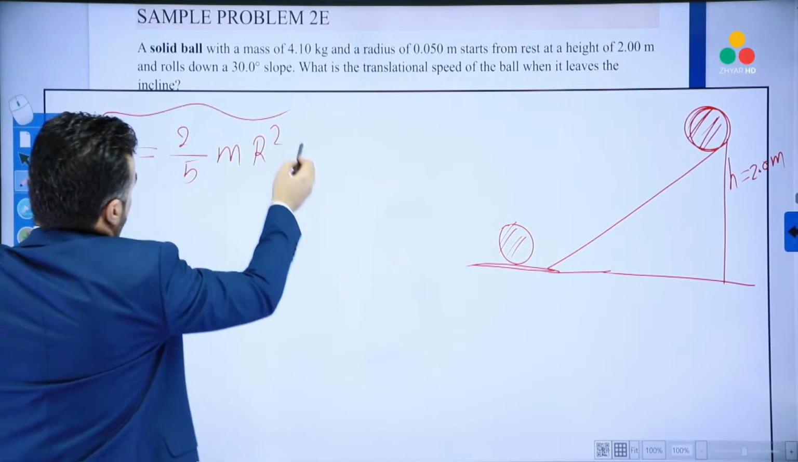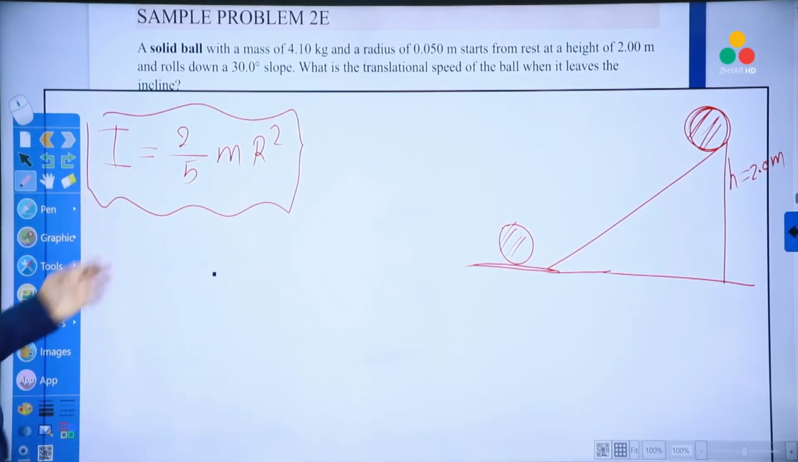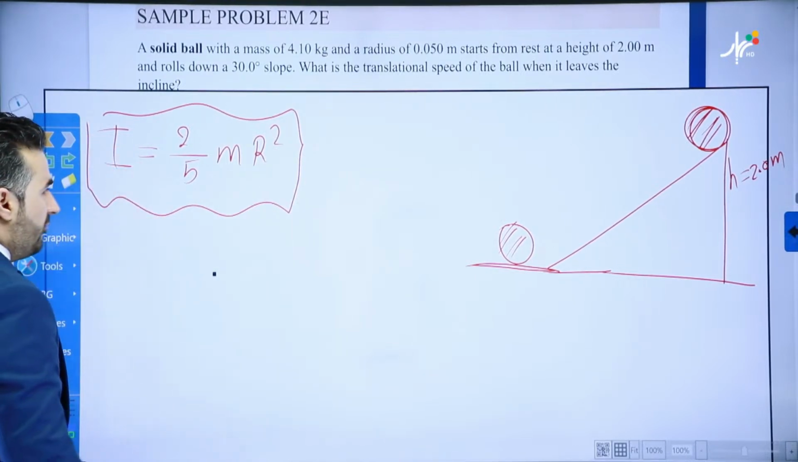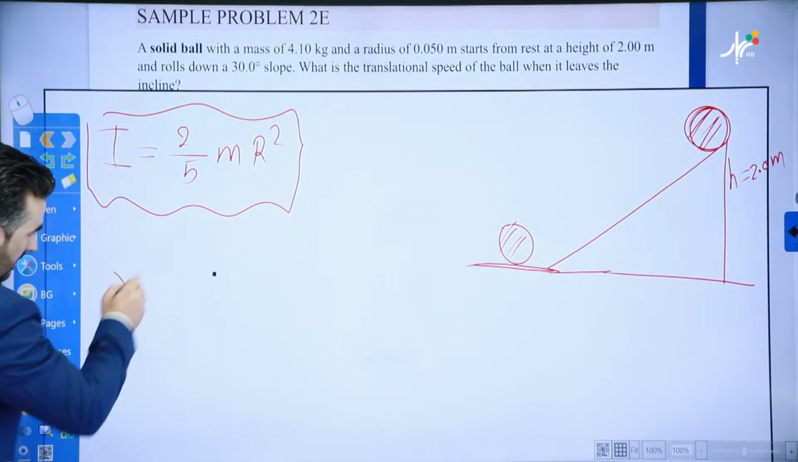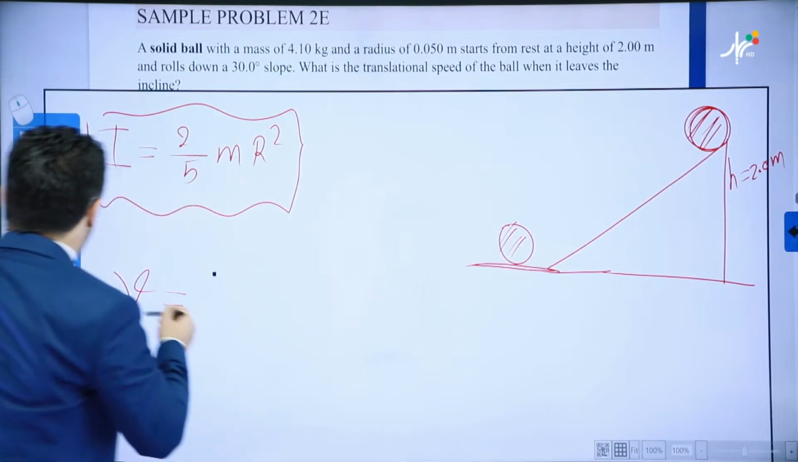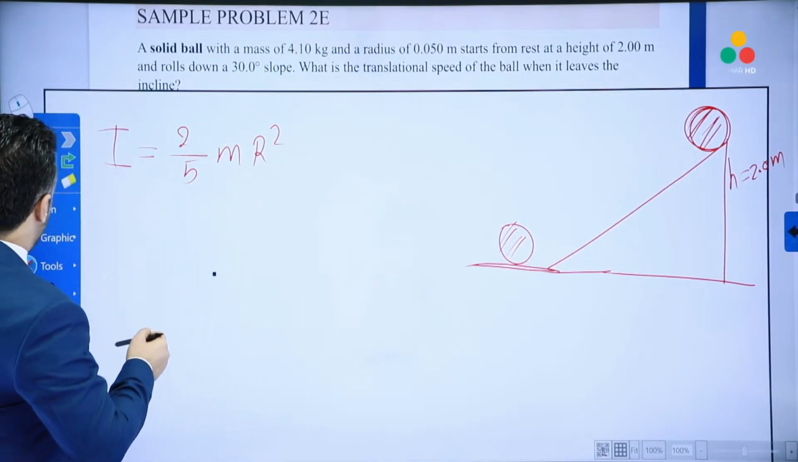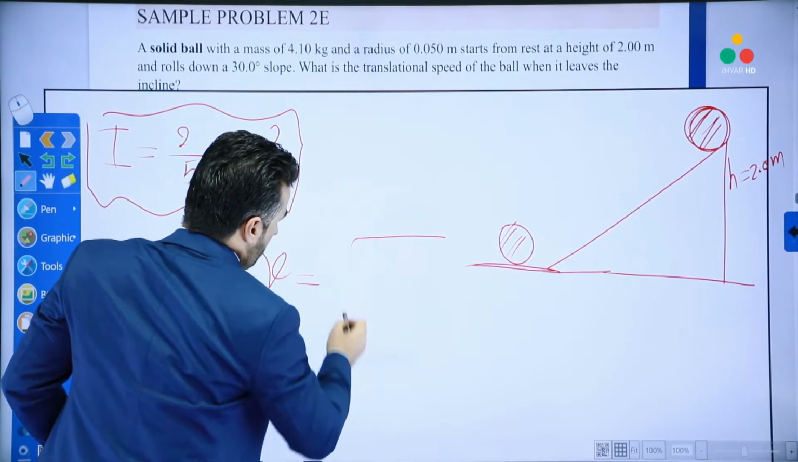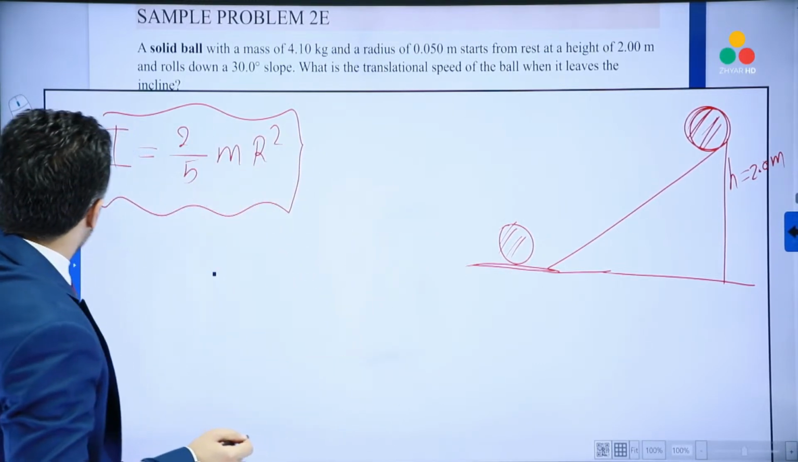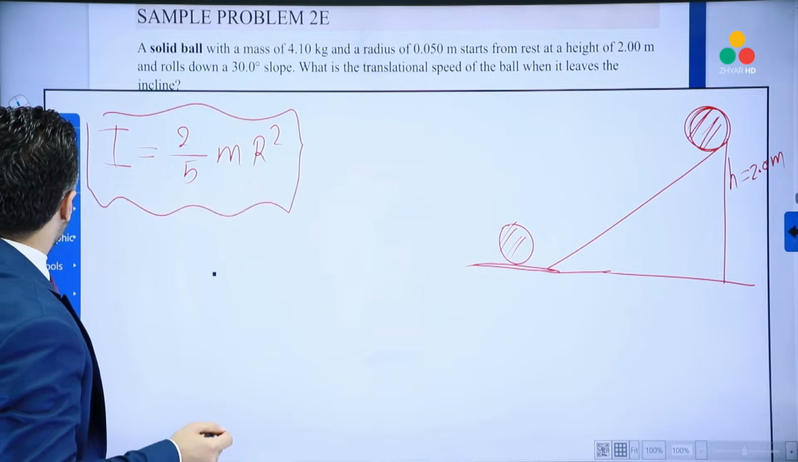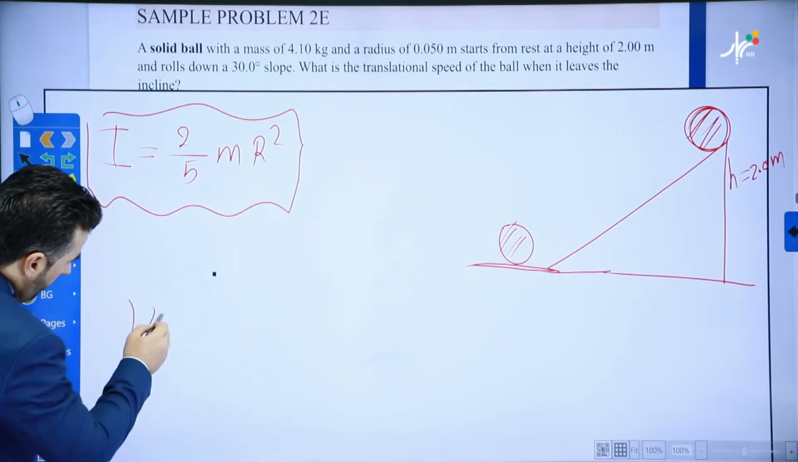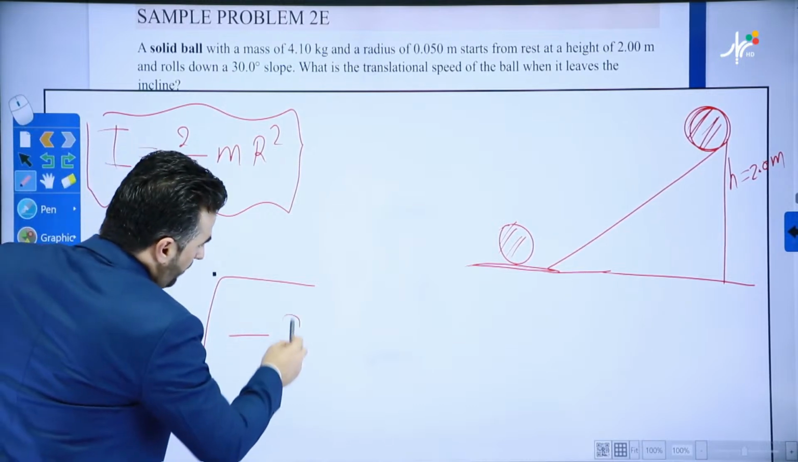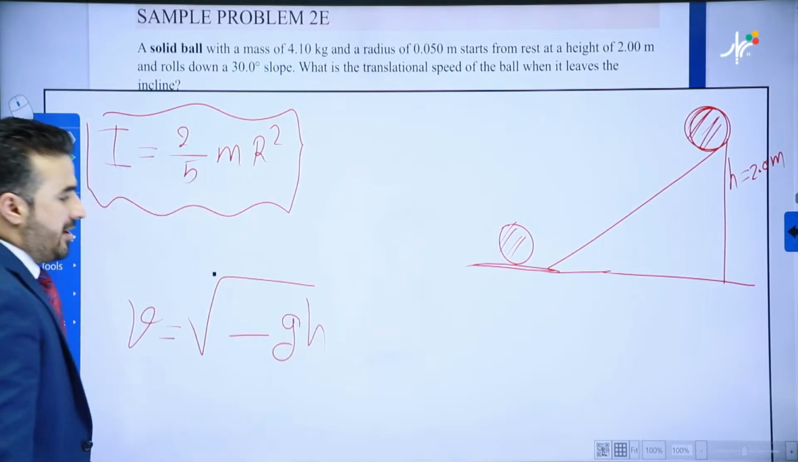Why am I writing this? I'm writing this because I'll need it for the factor. So we need this to find the translational speed. Translational speed equals the square root of a factor, a fraction, multiplied by gravitational acceleration multiplied by the height.